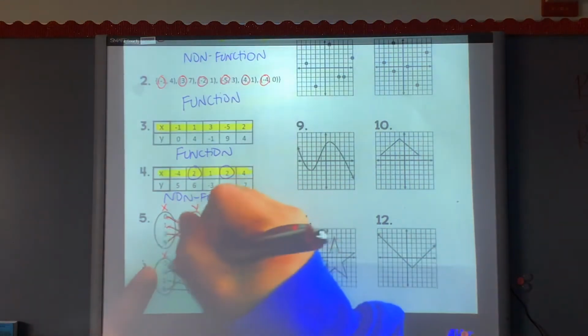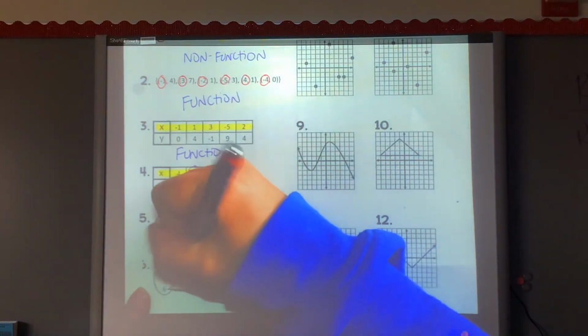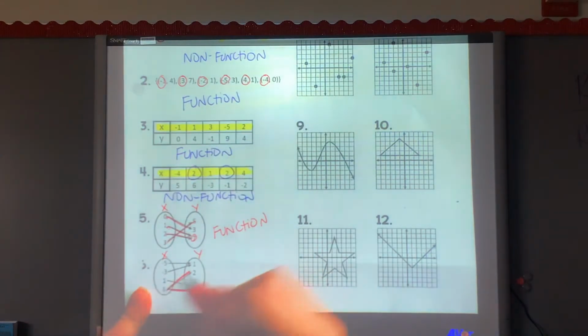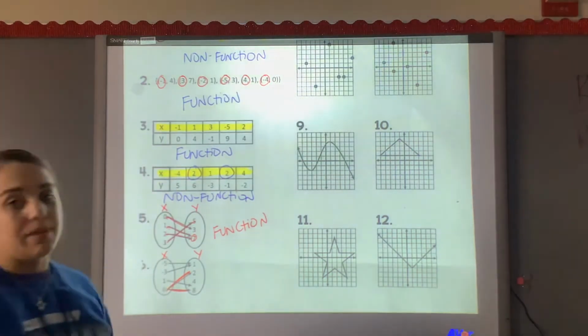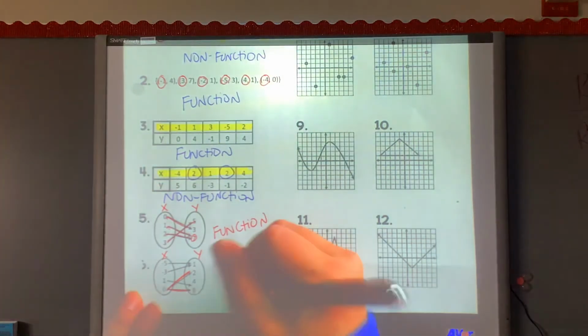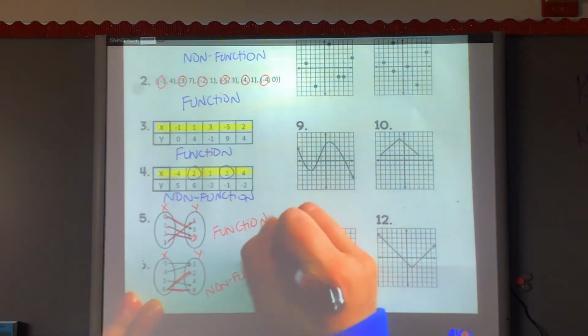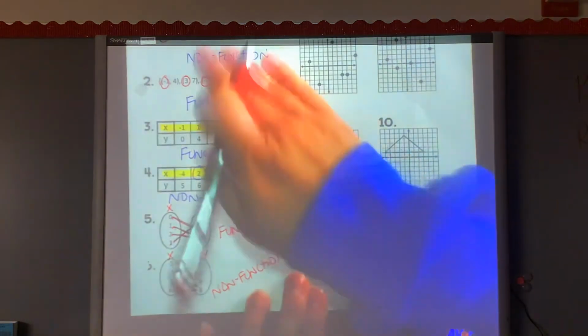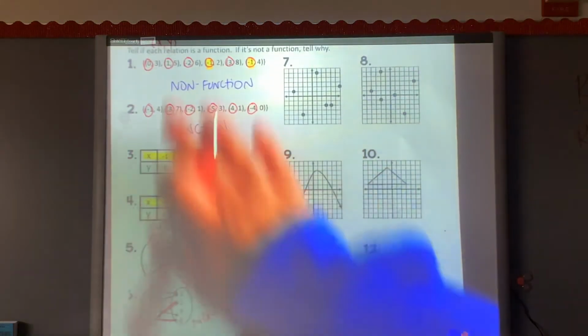This one here, when I look at it this way, it doesn't look like any of the numbers repeat. However, I do notice this 6 is going to the 2 and to the 8. If it were written out like a table or like a list of coordinates, this 6 would be repeating. So since the 6 is repeating, it is a non-function. All right, so we have looked at different ways to see if it is a function or non-function from values.